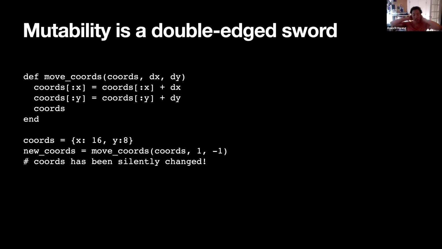Hashes are a common way to try to represent value objects, but what's tricky about them is that hashes are mutable, which can cause bugs that are mysterious and waste a lot of time. So if you imagine you have a method called move coords, and you're saying, let me add the dx and the dy inside this coords. What can happen if you call this is that you're going to change coords by accident as a side effect. So at the end of this code, not only is new coords 17 and 7, but the original coords object is also 17 and 7, right?